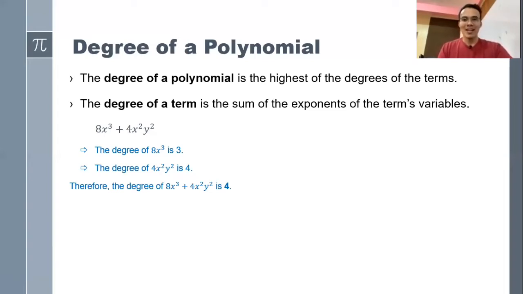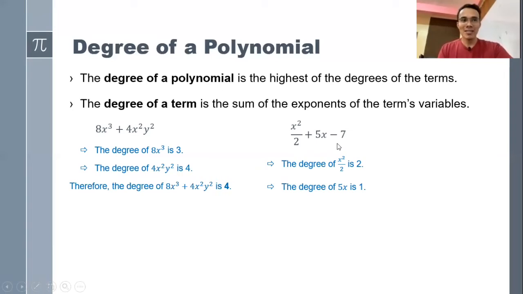All right, let's have the second polynomial, x squared over 2 plus 5x minus 7. There are 3 terms in this polynomial, and we are going to find the degree of each term, starting with x squared over 2. There's only one variable, so the degree of x squared over 2 is 2. It's the exponent of x. The degree of the second term, 5x, is 1. It's the exponent of x.